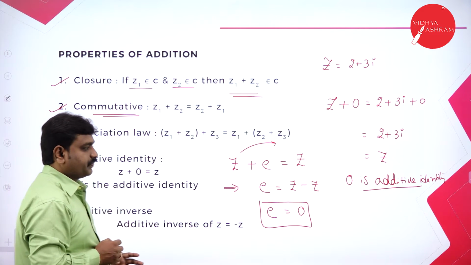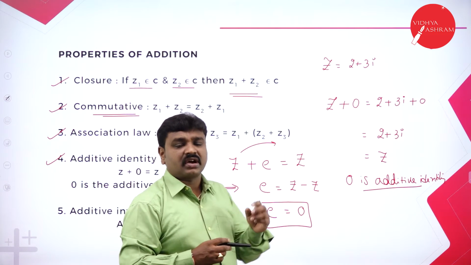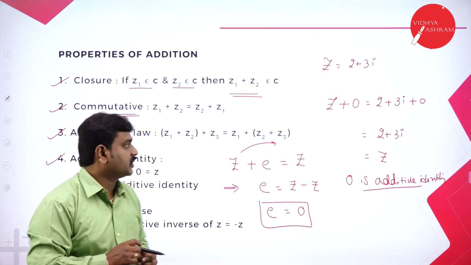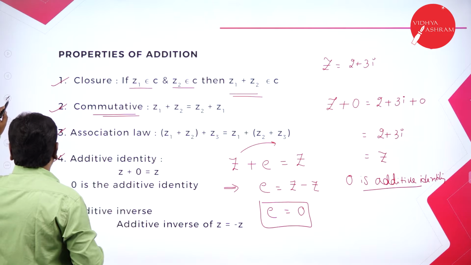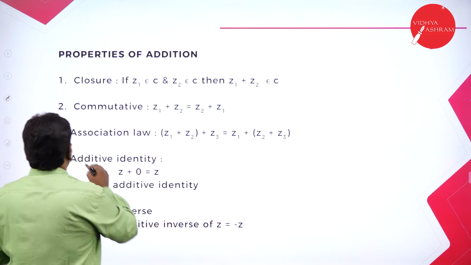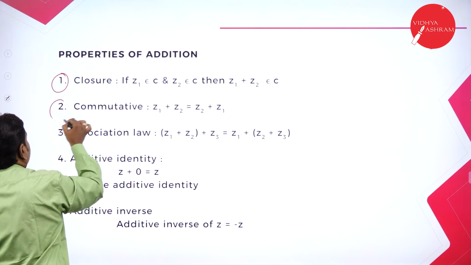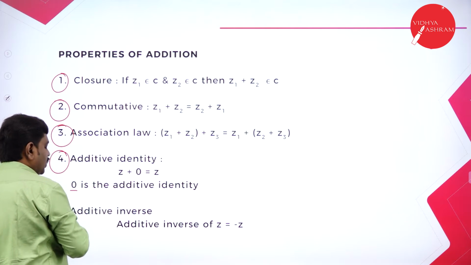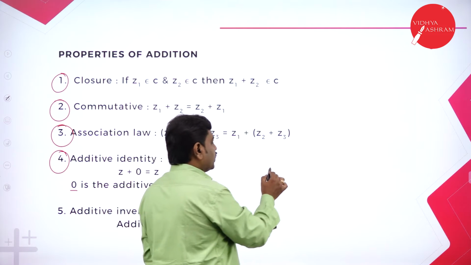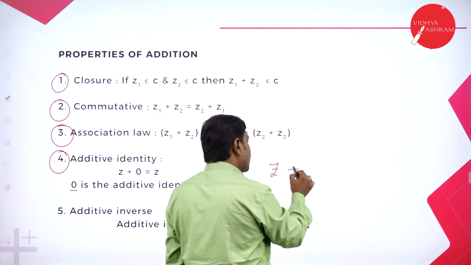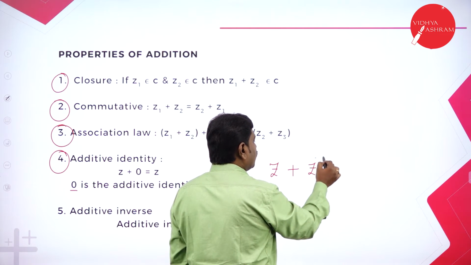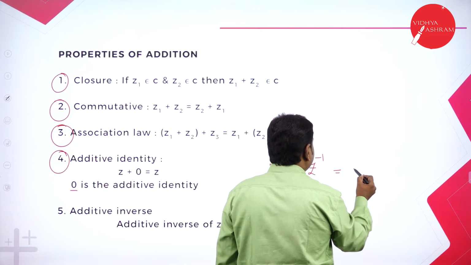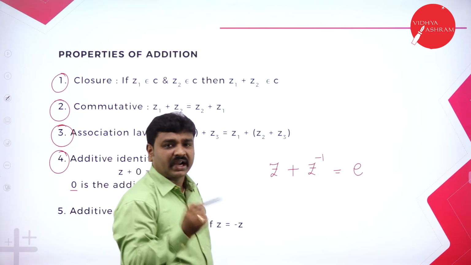So now additive inverse. Inverse of a complex number. So now I need to find the inverse of a complex number. We are done with closure law, commutative, associative, and identity in addition. Now inverse. Say for any complex number z, if I add its inverse, z power minus 1, we read this as additive inverse, I should get identity. I should get what? Identity.